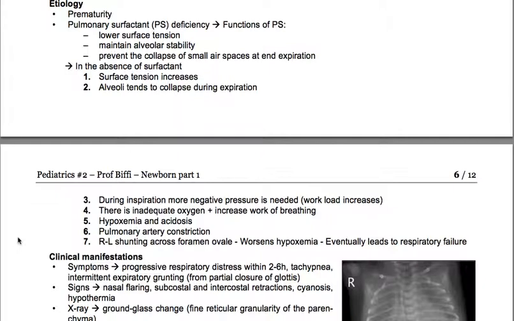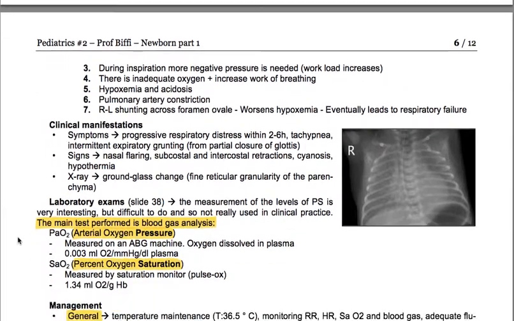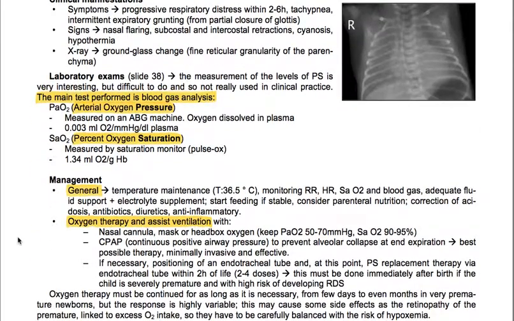Clinical manifestations are symptoms: progressive respiratory distress within 2-6 hours, tachypnea, intermittent expiratory grunting from partial closure of the glottis. Signs are nasal flaring, subcostal and intercostal retractions, cyanosis, hypothermia. X-ray shows ground glass change, so fine reticular granularity of the parenchyma. Laboratory exams: the measurement of the levels of pulmonary surfactant is very interesting but difficult to do and so not really used in clinical practice.